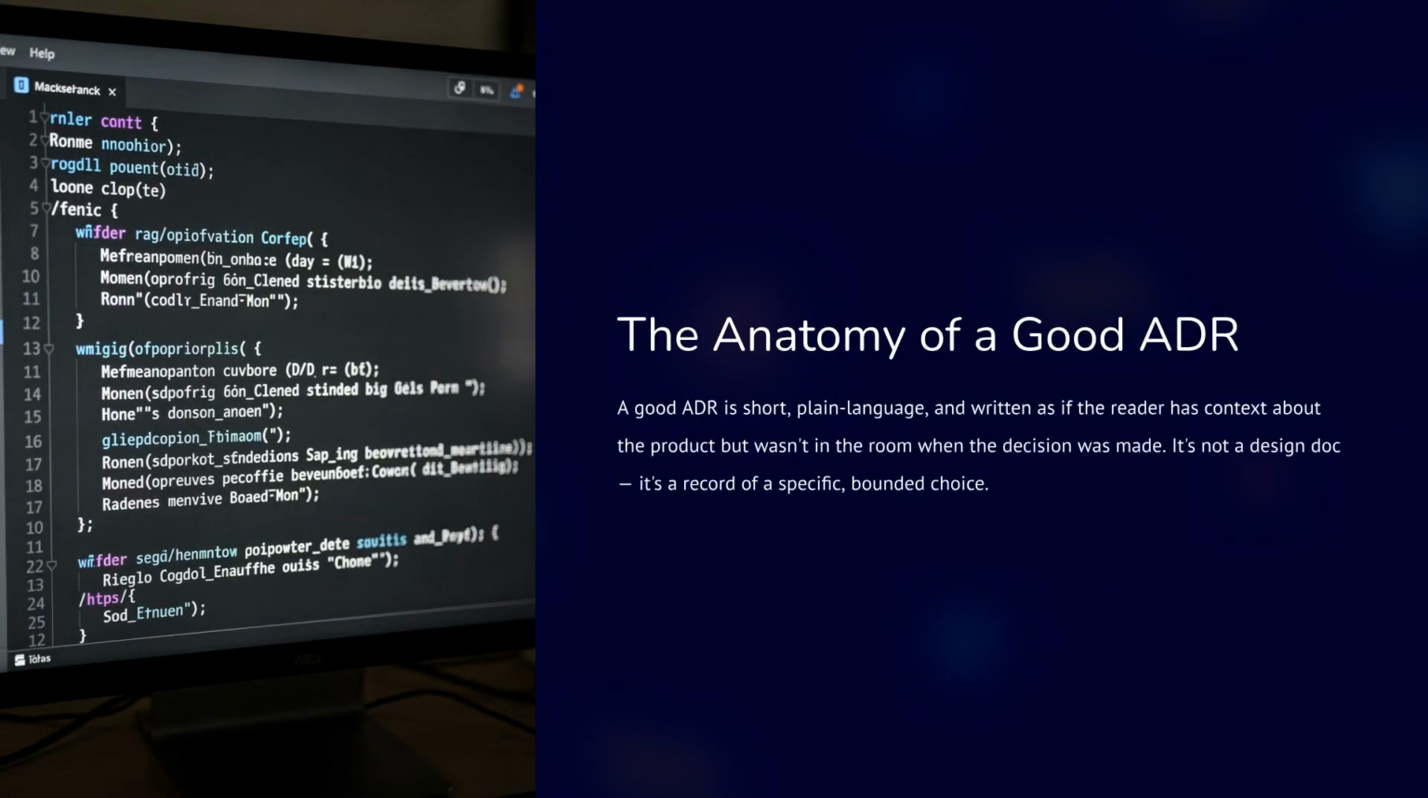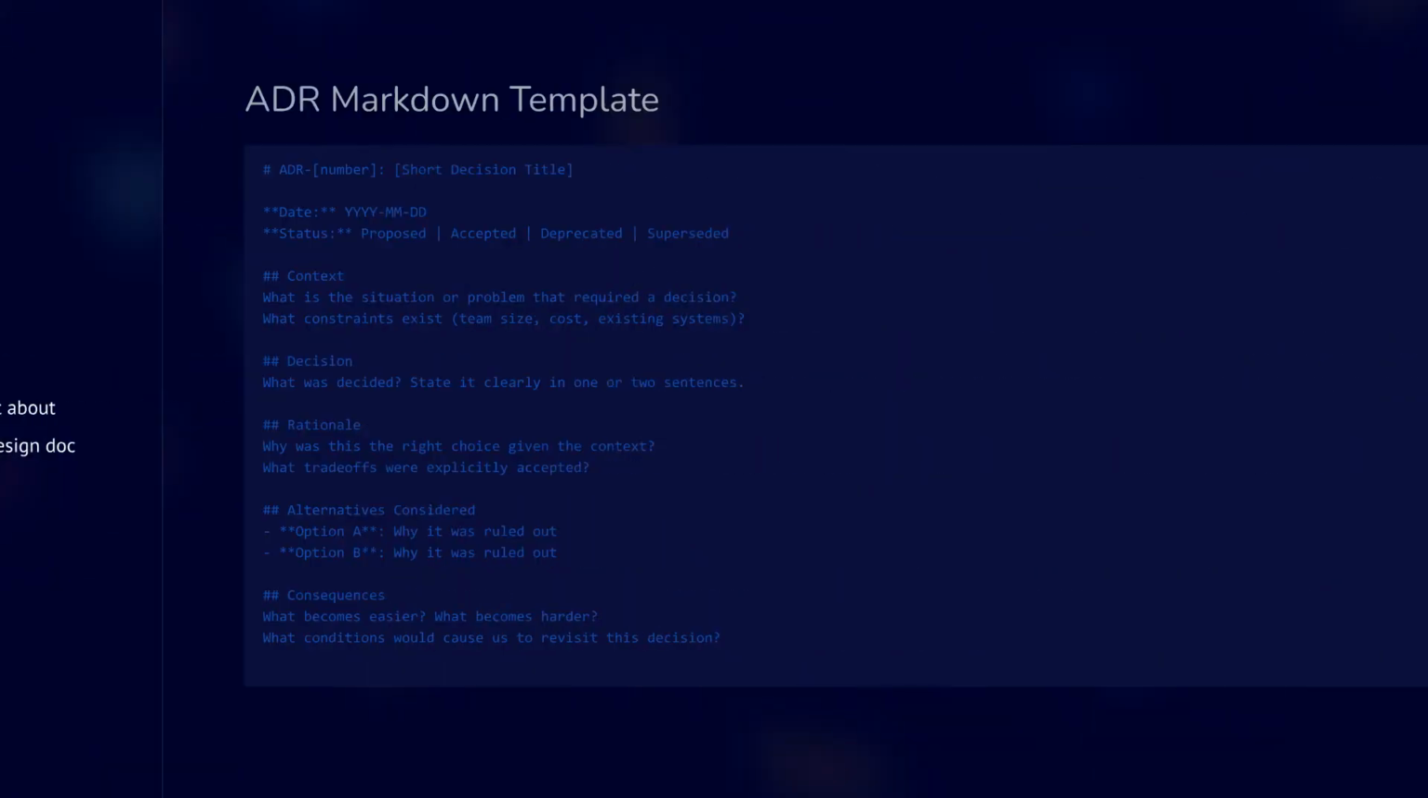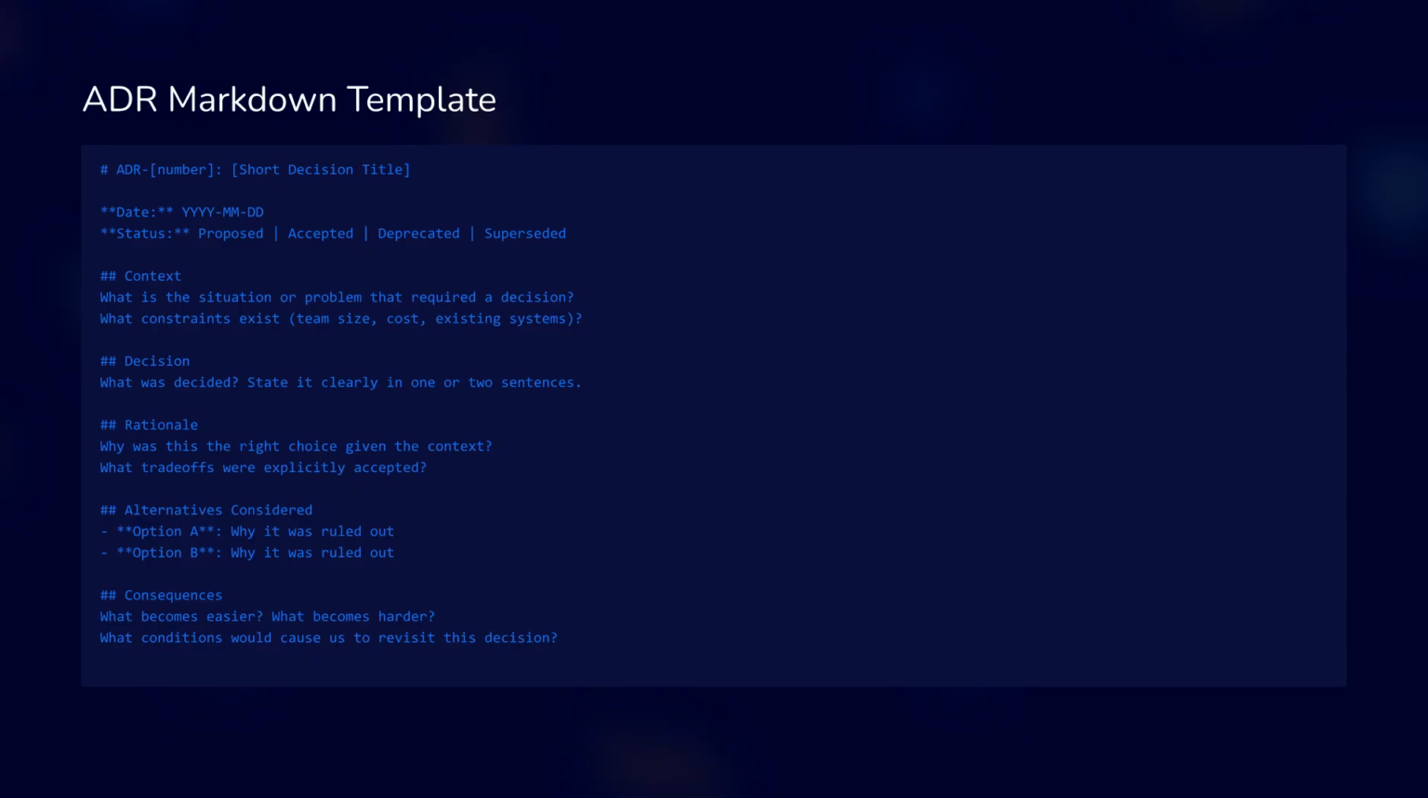The anatomy of a good ADR is that it should be short, plain language, and written for a reader with product context, but who wasn't present for the decision. It is a record of a specific, bounded choice, not an entire design document. This markdown template provides a clear structure for an ADR, including sections for context, decision, rationale, alternatives considered, and consequences. A good ADR fits comfortably in a single screen.